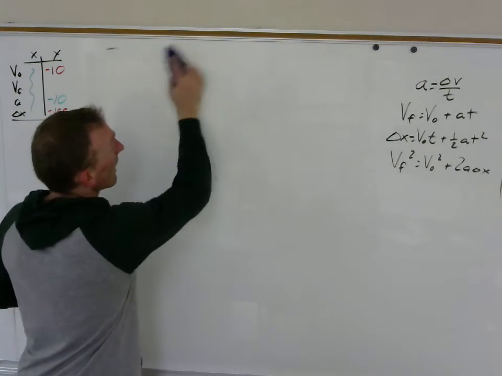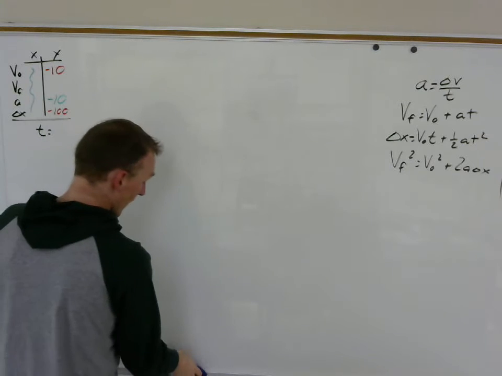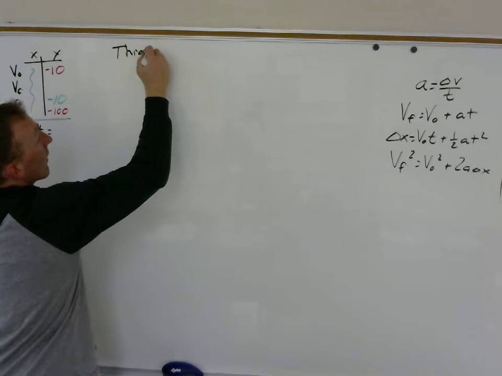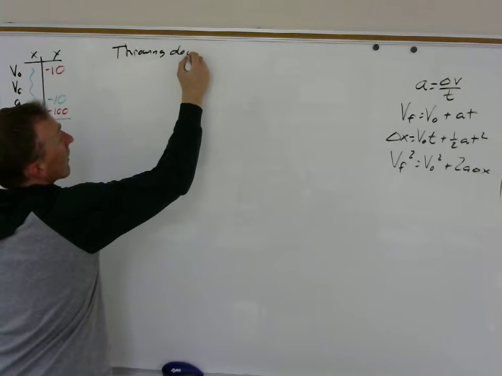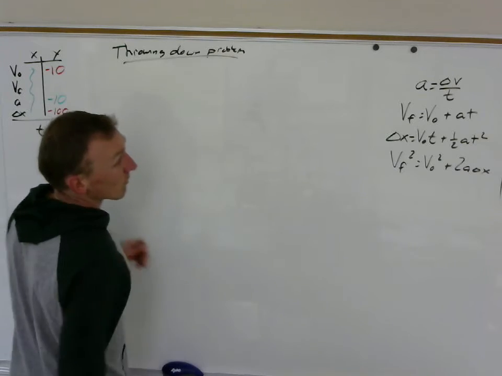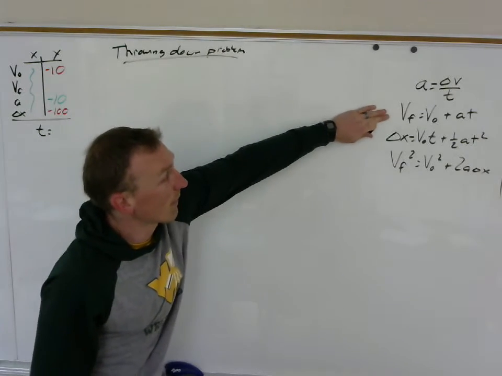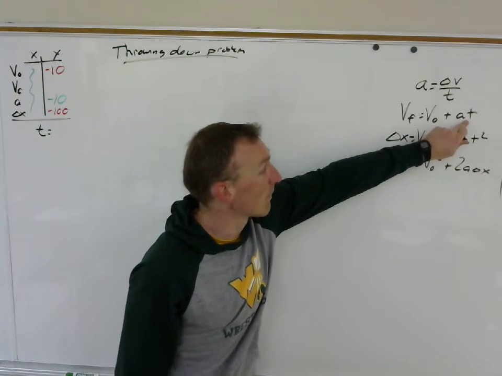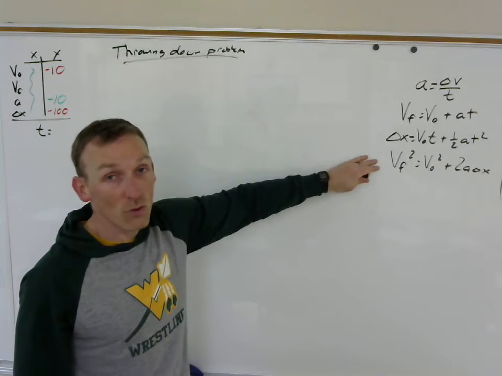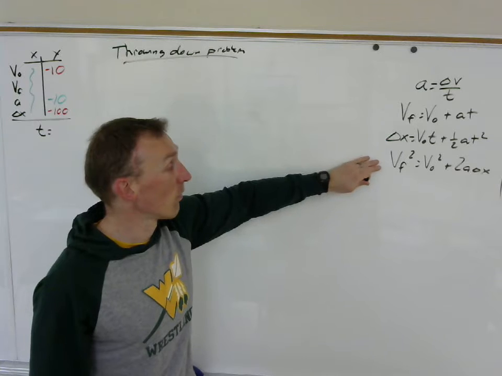So typically we solve for time first in a lot of situations, but we don't here. Just a reminder, this is a throwing down problem. All right, so we tried this, it didn't work. Well, I don't have final velocity and I don't have my time, so I can't use that. Now, this is one of those situations, and we don't do it often, where we use this equation.